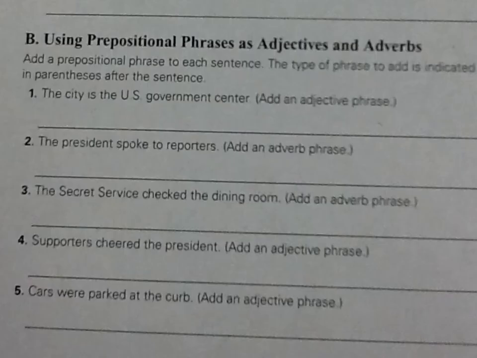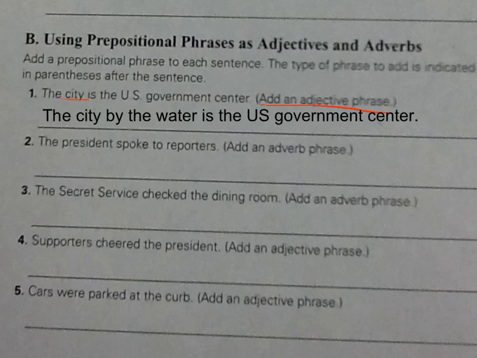worksheet. This one asks you to add phrases either as adverbs or adjectives. So if you have to add an adjective phrase, as you have to do in the first one, find a noun in the sentence and add an adjective phrase to modify it. I'm going to do city. So in this sentence, I've added the phrase by the water as an adjective that is modifying city. City is a noun. What kind of city is it? It's the city by the water.